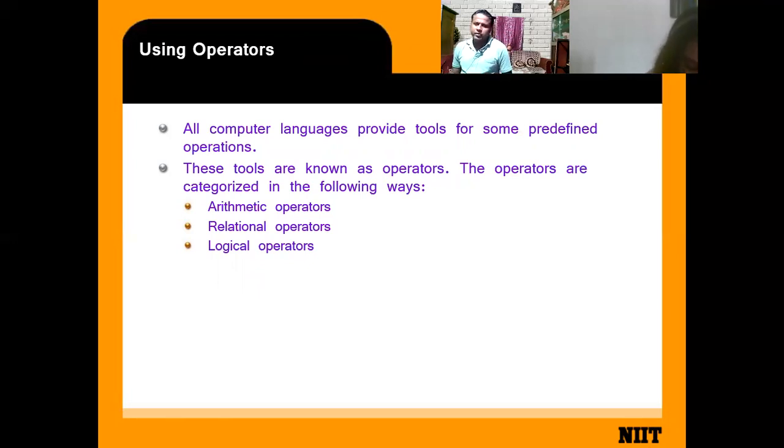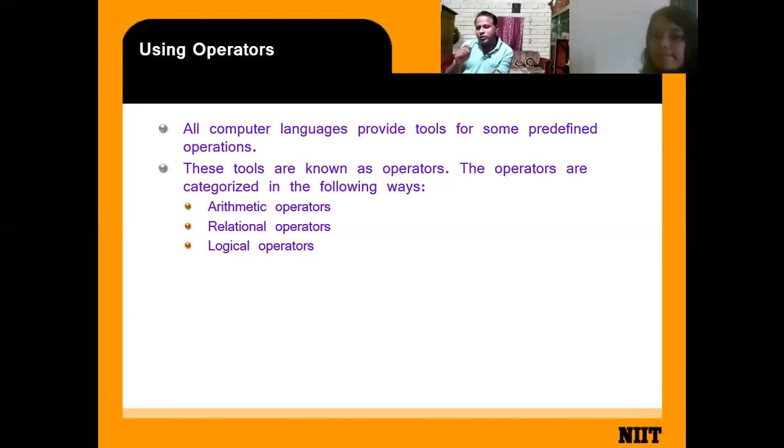So look, all computer languages provide some predefined tools. These tools are known as operators. These operators are categorized in the following way: arithmetic operator, relational operator, and logical operator. So three types of operator we are using. Operator means a machine which is operating, which is used to do some operation.